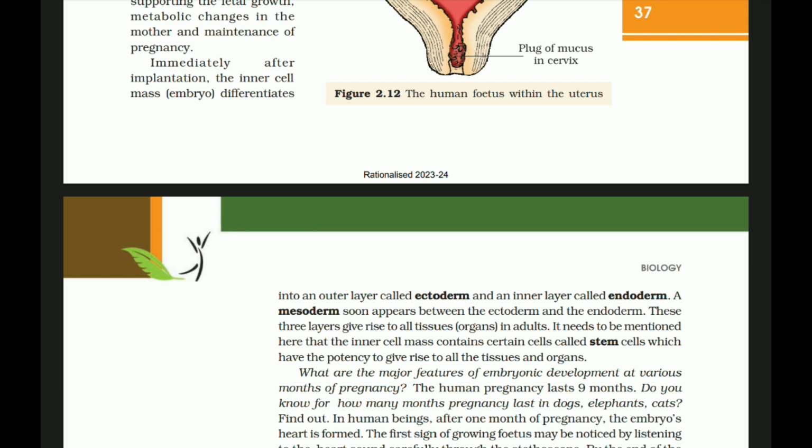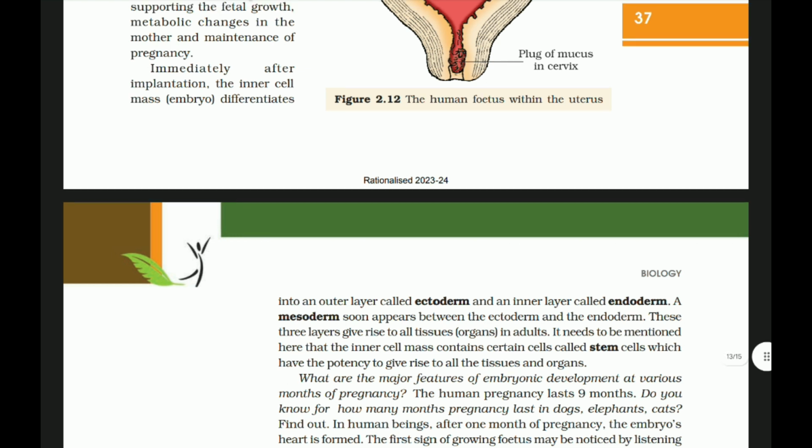Immediately after implantation, the inner cell mass of the embryo differentiates into an outer layer called ectoderm and an inner layer called endoderm. A mesoderm soon appears between the ectoderm and the endoderm. These three layers give rise to all tissues and organs in adults. It needs to be mentioned here that the inner cell mass contains certain cells called stem cells which have the potency to give rise to all the tissues and organs.